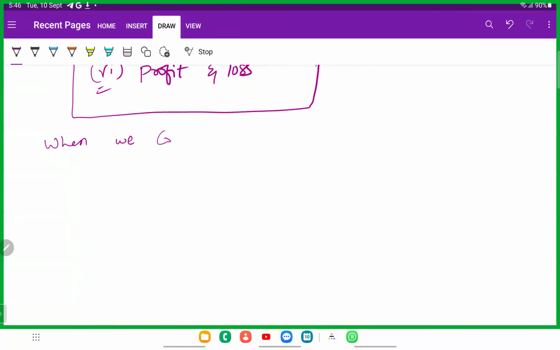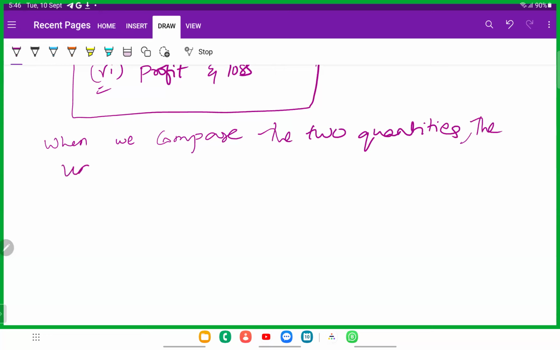So if you see here, when we compare two quantities, the units must be same. Why I'm saying the unit must be same: this is a very, very important point, I can only compare two quantities when the units are the same. Like I can compare 5 liters of water and 5 liters of milk. Why? Because both are in liquid state and the measuring quantity is the same here. So for liquid, the measuring quantity obviously will be in liters.